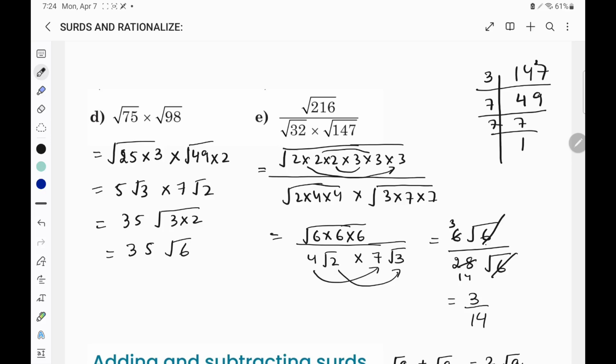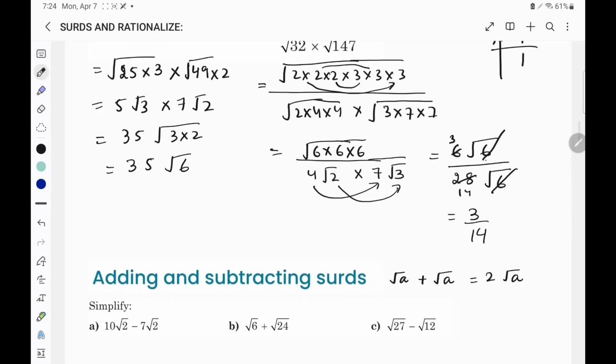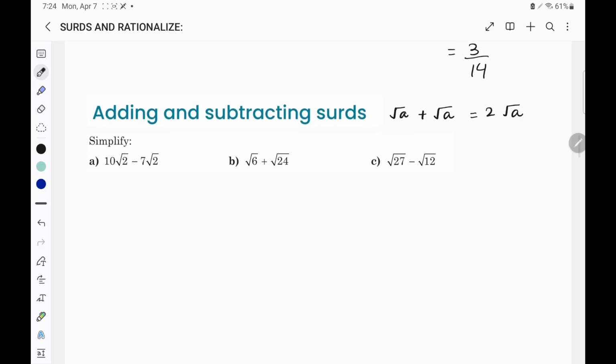So 147 is 49 times 3. So that is an easy question. Now in the previous ones we did simplification with multiplication or division of the surds and integers. For addition and subtraction we need to have the same surd number, otherwise you cannot add or subtract. Like square root a plus square root a is 2 square root a. 3 square root a plus 2 square root a will be 5 square root a, like this.